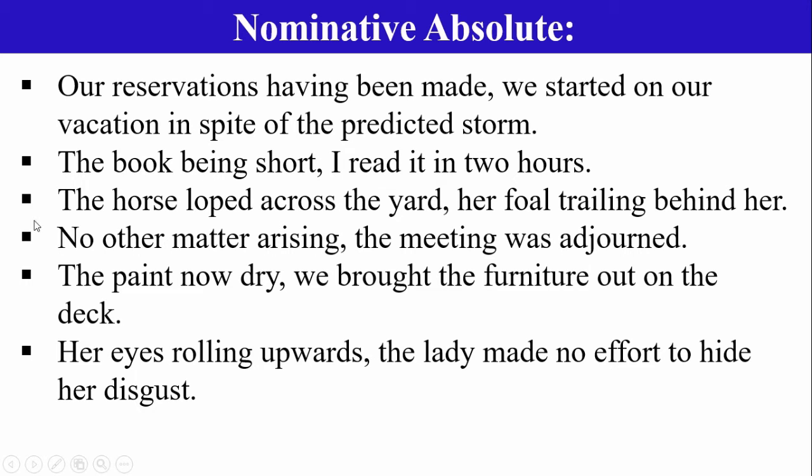The horse loped across the yard, her foal trailing behind her. এখানে her foal trailing behind her এটি কিন্তু এই loped এর সাথে সম্পর্কহীন একটি অংশ. No other matter arising, the meeting was adjourned. এখানে no other matter arising এটি হচ্ছে nominative absolute.